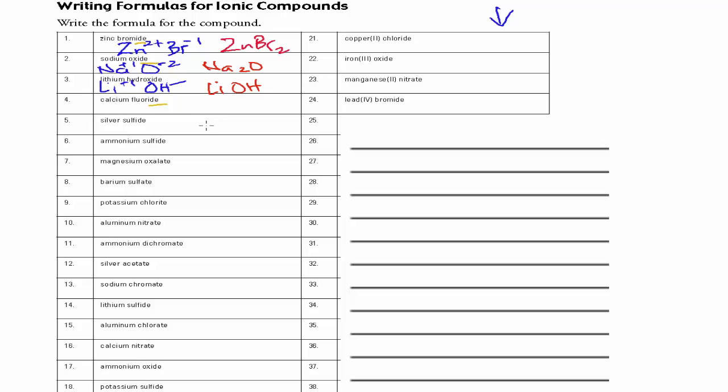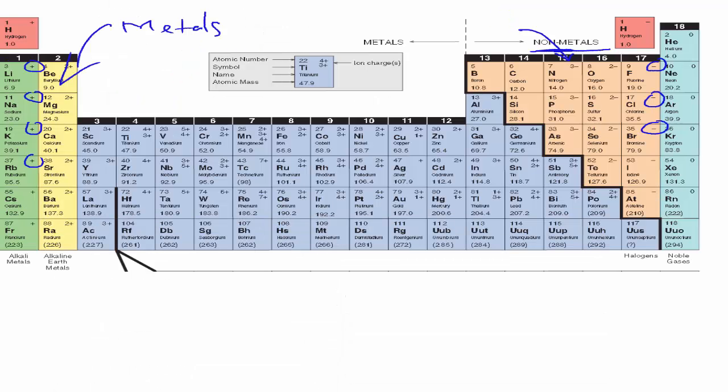Let's do something that's more challenging. The ones on the right-hand side of the page, you'll notice that the metal has a Roman numeral beside it. That's because when you notice on your periodic table in the middle, you have some of these metals with more than 1 charge. I'll show you. So you see copper. Copper is 2+, copper is 1+. Nickel is 2+, nickel is 3+.